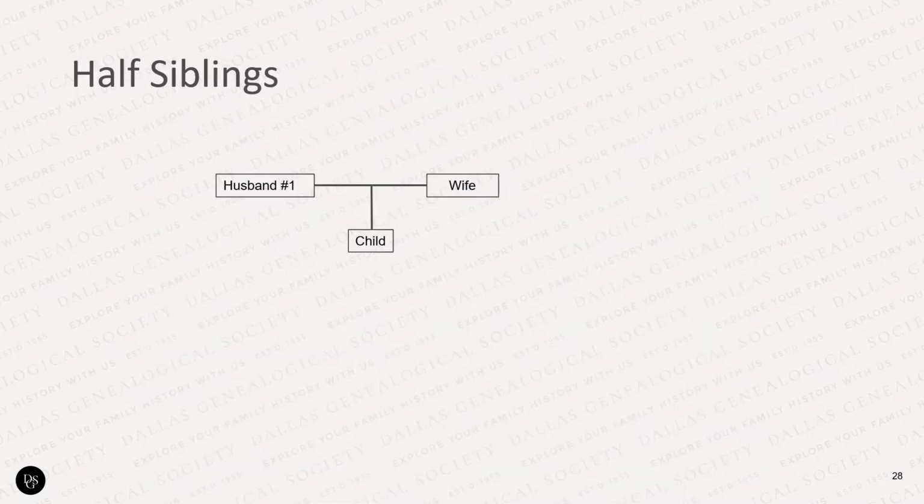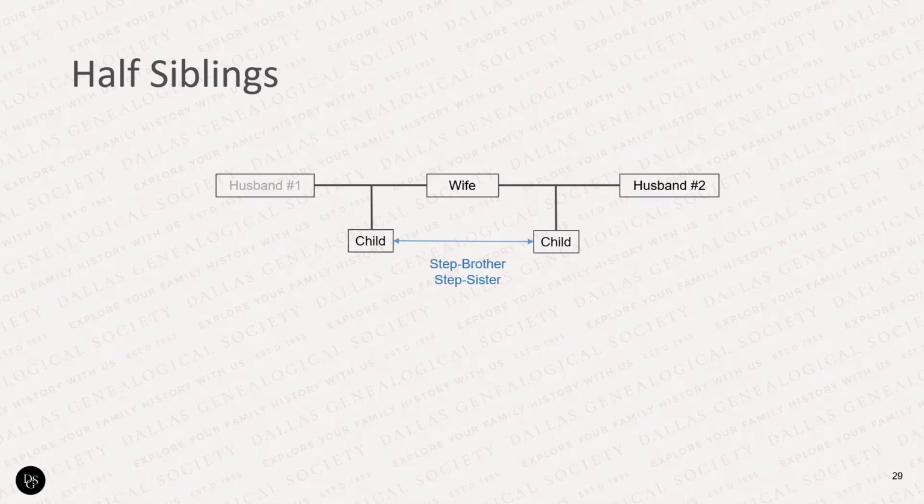Another term that is used a lot is half siblings. If you take a look at a marriage between a man and a woman when they have a child, and either of those parents has a child with a different person, exactly as I'm showing here, where the wife perhaps had a second marriage and a second husband, and they have a child, those two children would be considered half siblings. They're not full siblings like they would be if they'd been born to the same parents. You'll also hear this referred to as stepbrothers and stepsisters. Those are all used interchangeably.